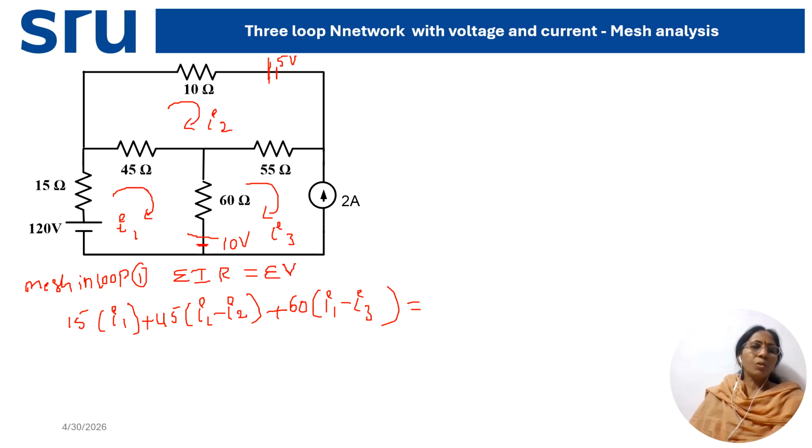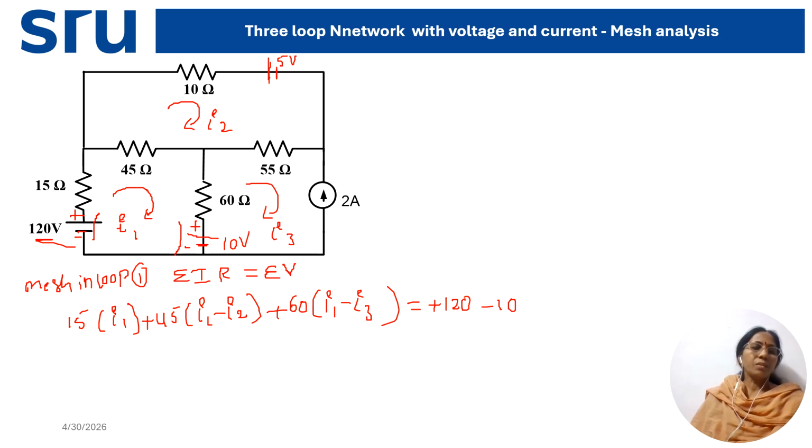Now in loop 1, there are two voltage sources: the 120 voltage source and the 10 voltage source. In this loop, we are crossing 120 from the negative terminal to the positive terminal. The short length is negative and the long length is positive. So minus to plus means it is plus 120, and in our direction we are moving through the 10 voltage source from plus to minus, that's why it is minus 10. So the voltage sources I have written are plus 120 minus 10, due to the source polarities.